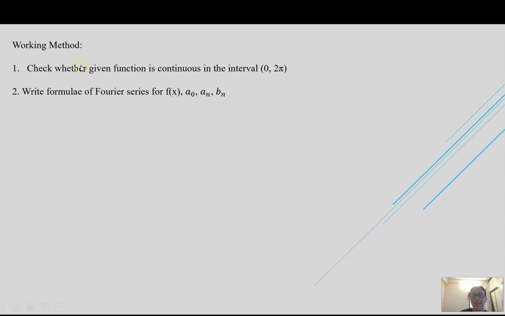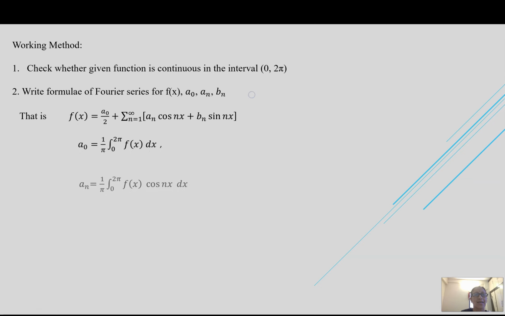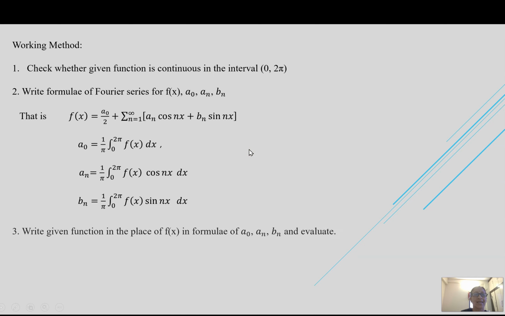In this working method, first you have to check whether the given function is continuous in the interval 0 to 2π. If the given function is a continuous function, then you have to write these general formulae of f(x), a_0, a_n and b_n. These formulae carry 1 mark in the final examination paper. So you should mention these general formulae before finding values of a_0, a_n and b_n.